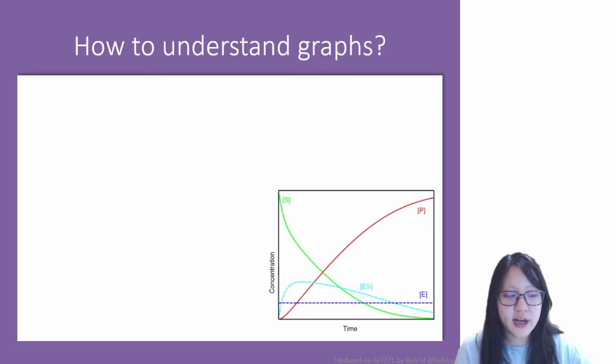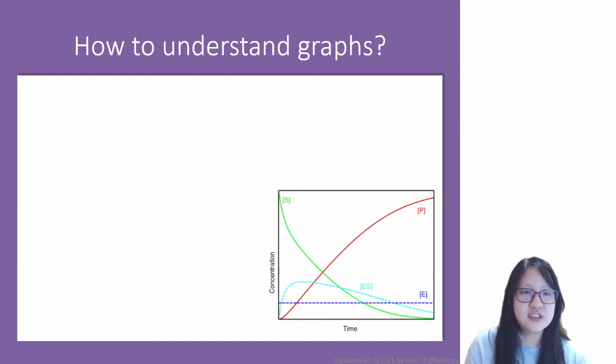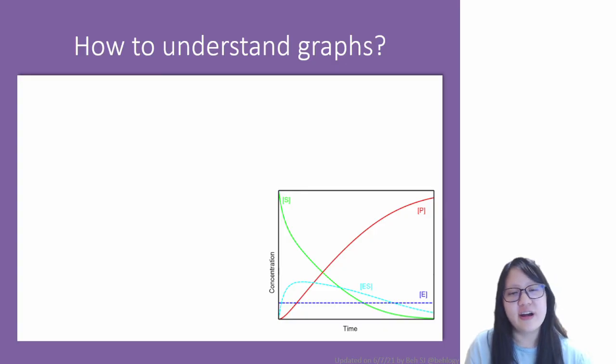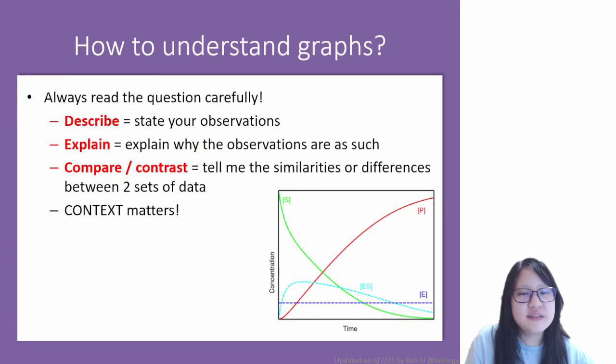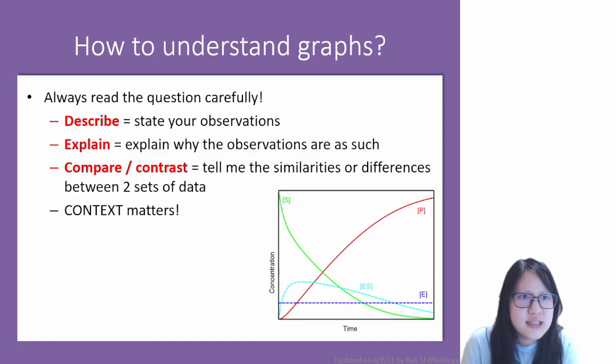Okay, so I know graphs can be confusing sometimes. They're a bunch of lines, but they mean so much. I get this question very often, and I'd like to start you off early with this. How to understand graphs? The first thing is always this: you must always read the question carefully before you start to understand your graph. Understand what they are trying to say and trying to ask you.